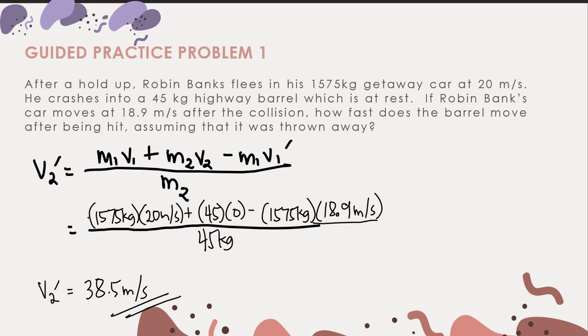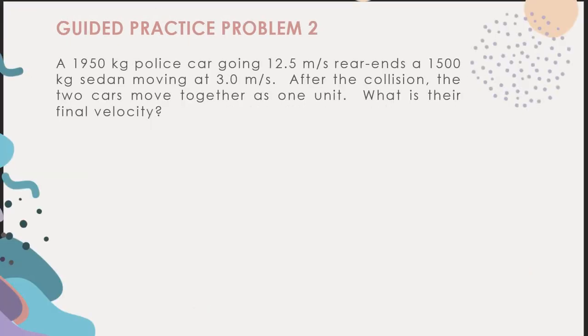Let's have a second example. A 1,950 kilogram car going 12.5 meter per second rear ends a 1,500 kilogram sedan moving at 3.0 meter per second. After the collision, the two cars move together as one unit. What is their final velocity? This gives us the clue of what type of collision we're dealing with. So this is a perfectly inelastic collision.